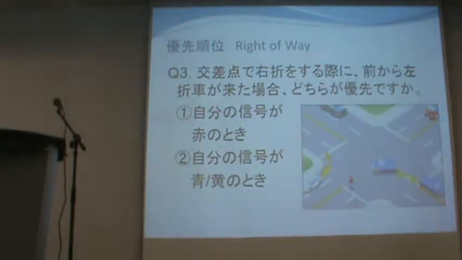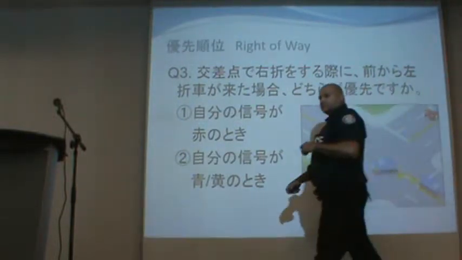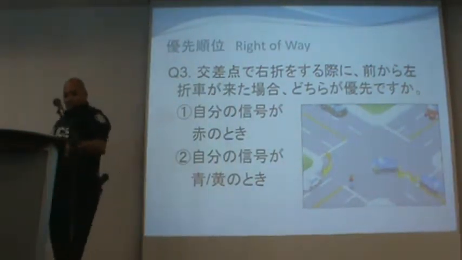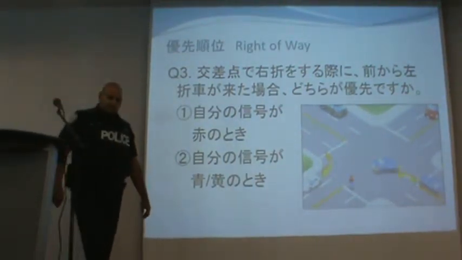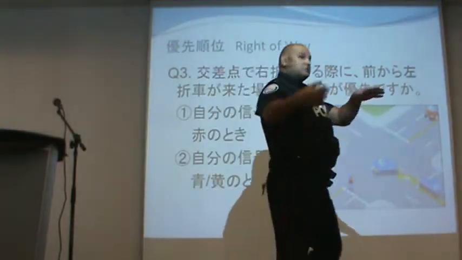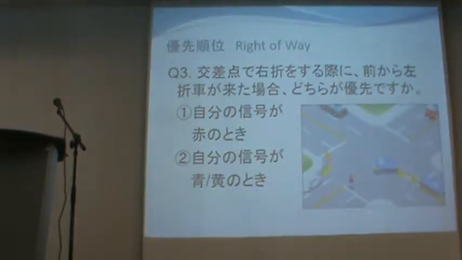Number 2, hold on. Intersection. The same thing on a green light. If you're looking to make your left-hand turn and the person trying to make a right-hand turn, because the person that's making the left-hand turn is interfering with the flow of traffic, the right-hand turn person has the right of way.